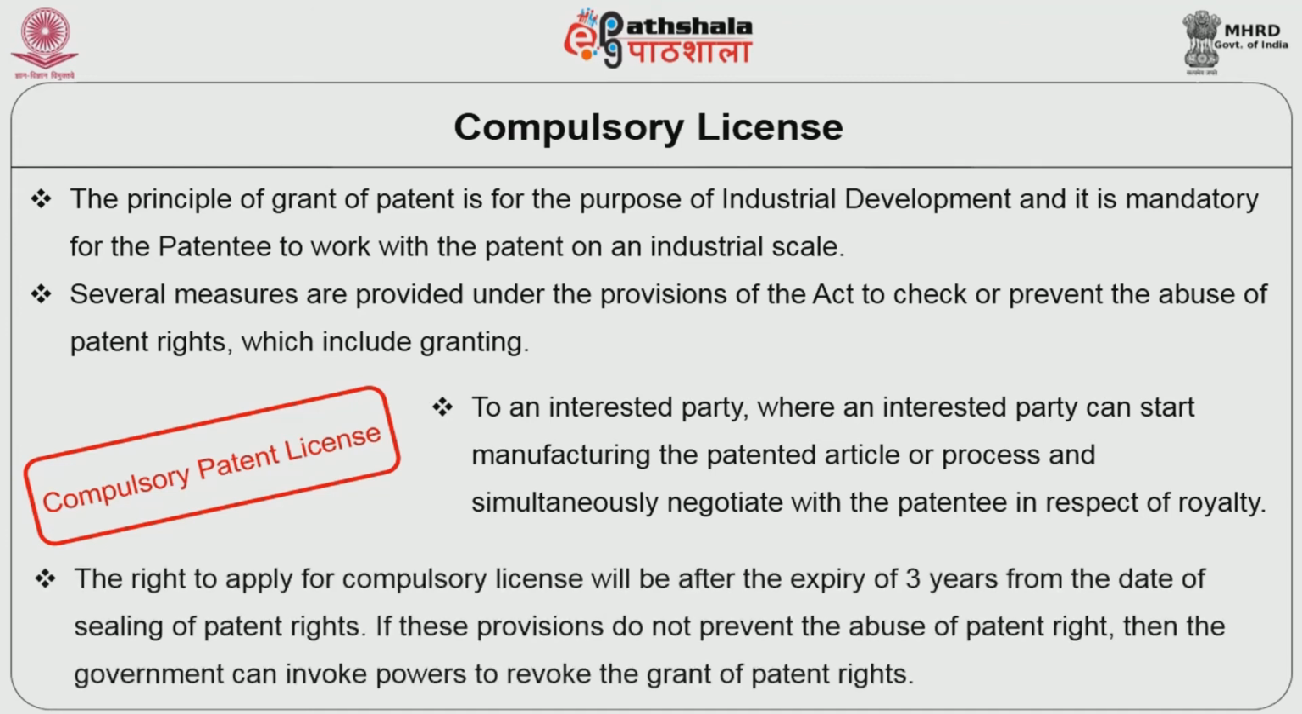The compulsory license will be given only after expiry of 3 years from the date of sealing of the patent rights. That is, if the patent is given in July 2017, then the compulsory license can be granted only after 3 years, in July 2020. If the compulsory license holder is able to multiply and make it available to the public, the state or the nation can revoke the grant of patent rights.